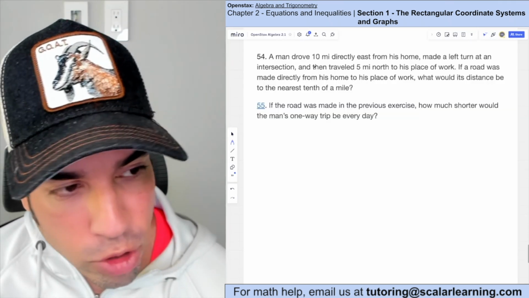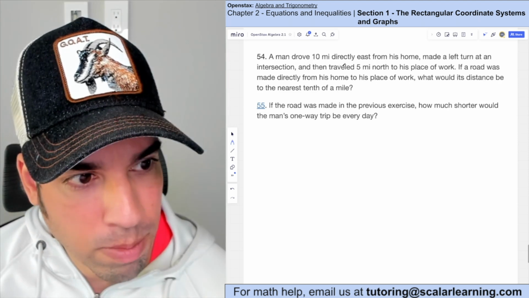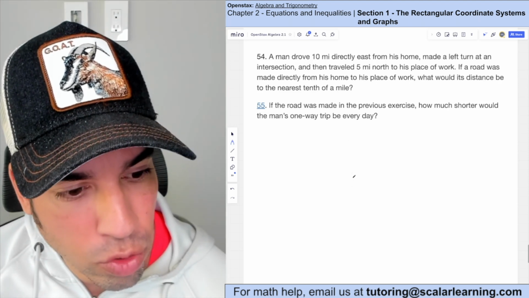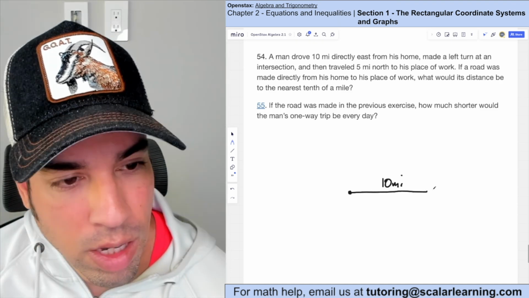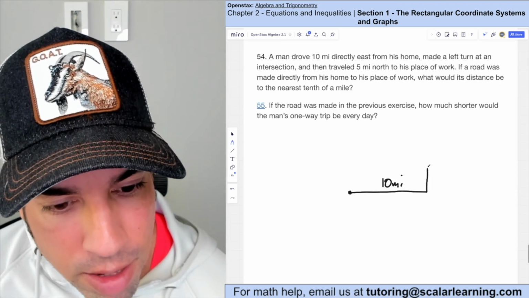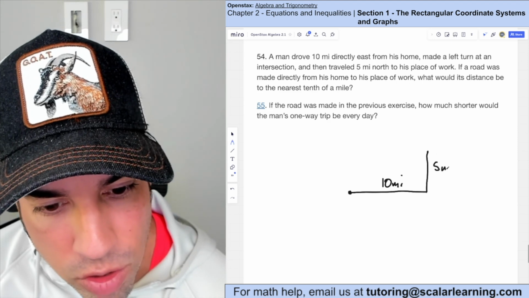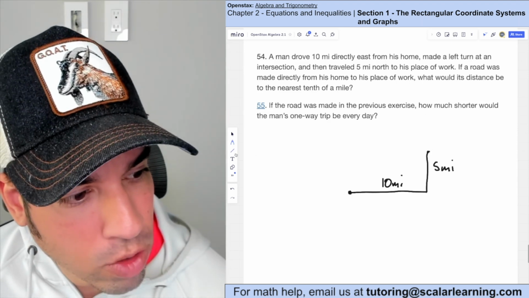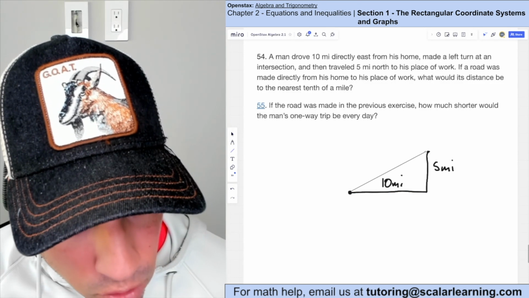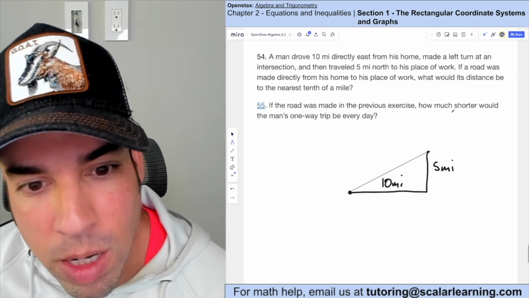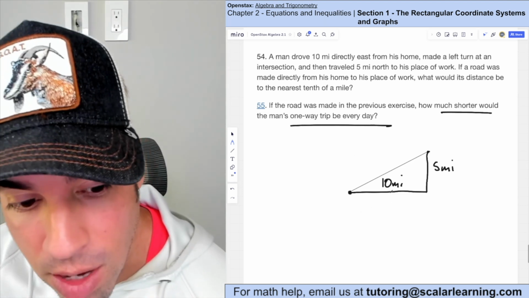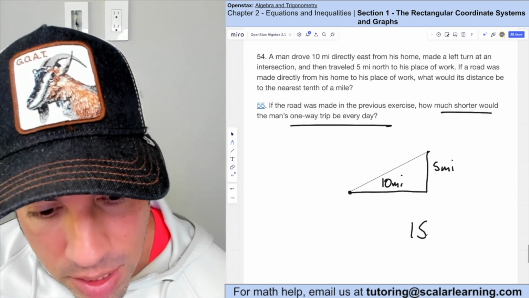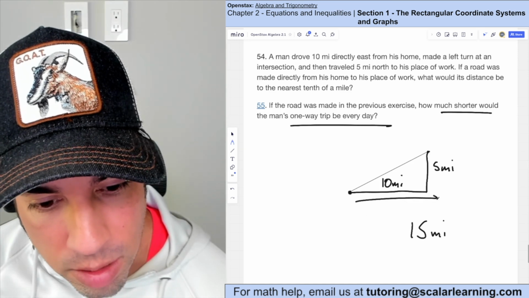So 55 refers back to 54, so we're going to read that first. A man drove 10 miles directly east from his home, so we're going to indicate that by going to the right, and then made a left turn and went 5 miles north, like so. So the question is, if we make a road straight diagonal from here to here, how much shorter would the man's one-way trip be every day? As of now, the trip is 10 plus 5 is 15 miles, right? We're going boom and then boom.